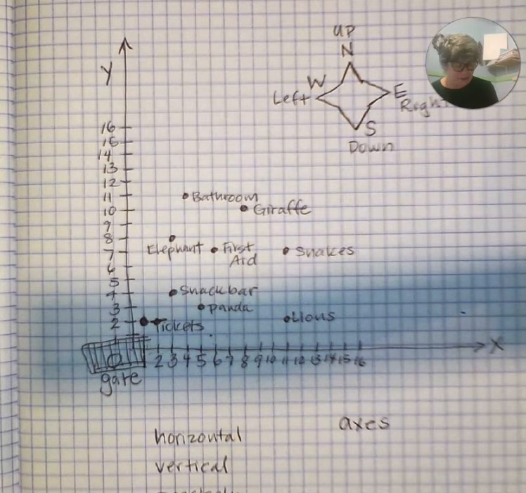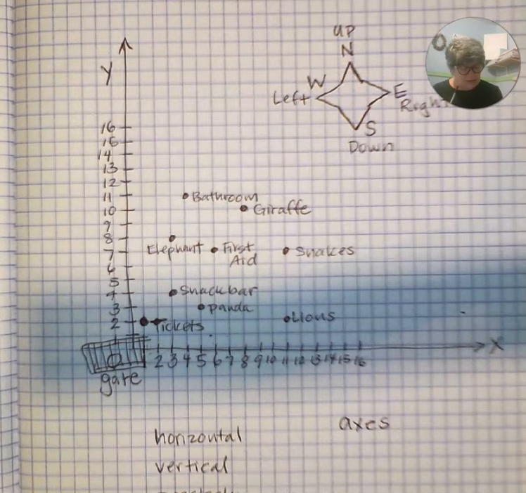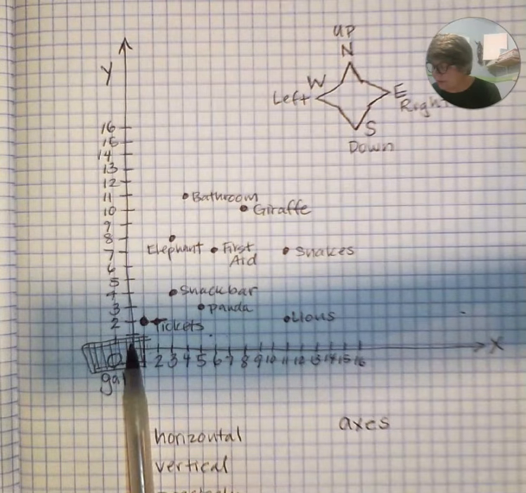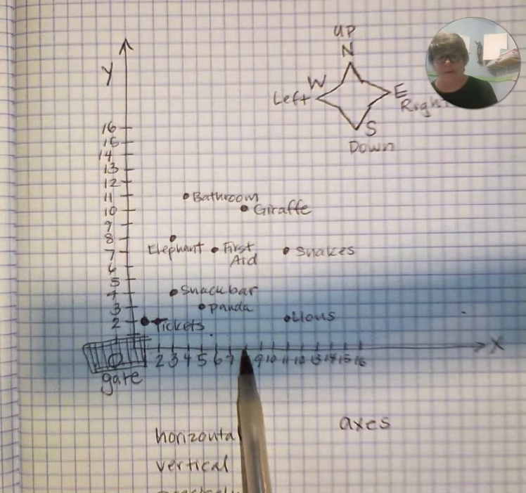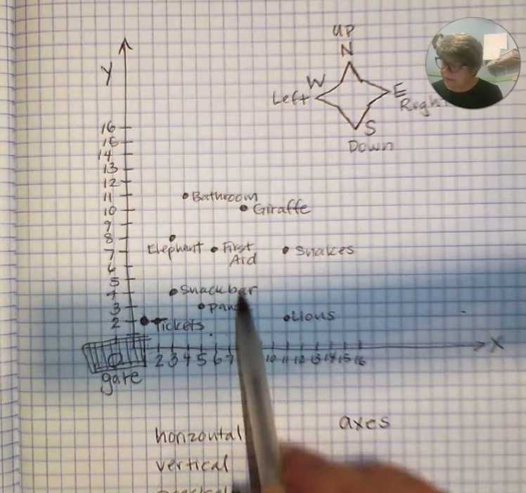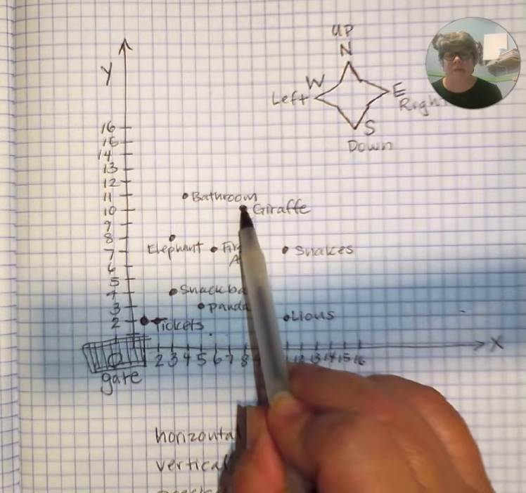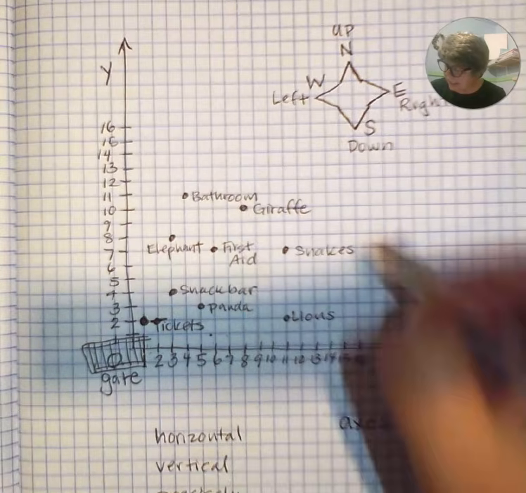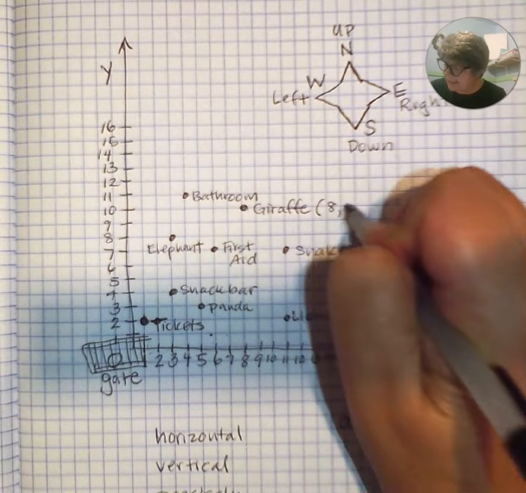And the zoo visitor is going to the entrance gate, and they're going to walk 8 units to the right and then 10 units up. What is the nearest exhibit to that visitor's location? So let's check it out. 8 units to the right from the gate, so they're going to go over to the 8. That would be their x coordinate. And then 10 up, that would be their y coordinate. So that would be the giraffe, which is located at 8, 10.